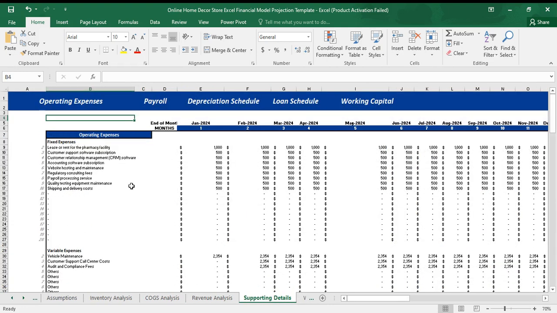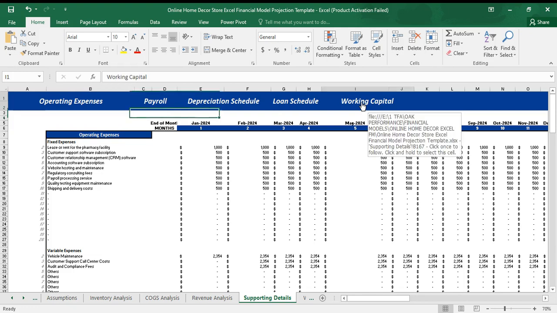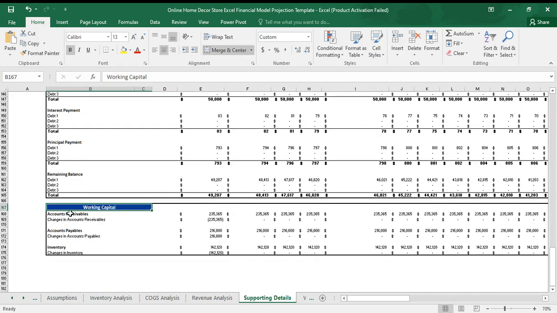Then we have the supporting details schedule, or the sheet, and here we have included the major operating expenses of the business, that is the fixed operating expenses, variable ones. We have payroll, depreciation, loan amortization, and working capital. Working capital includes your accounts receivable, payables, and inventory calculations.